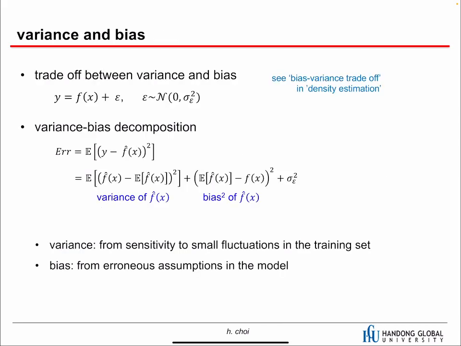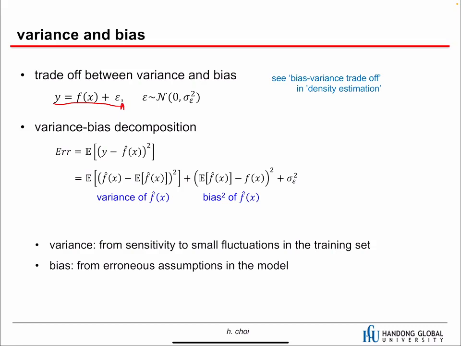Okay, so we talked about this bias-variance trade-off in density estimation, but here is a review. In density estimation, we focused on the parameters, instead of the function and the output of the function. We just focused on the parameter theta per se. But here, we are interested in the model and the output. So this is the perfect model, the ideal model, okay?